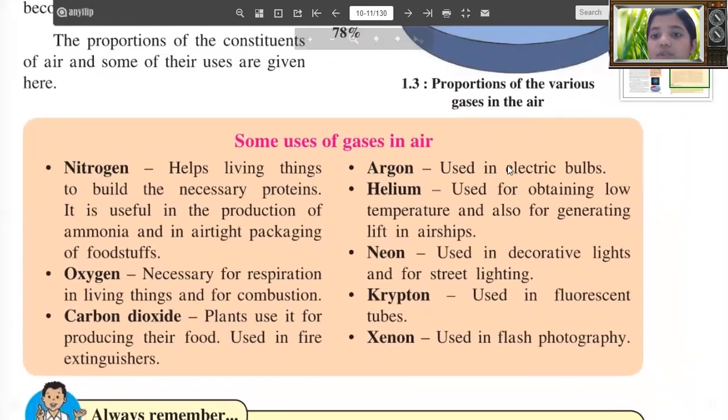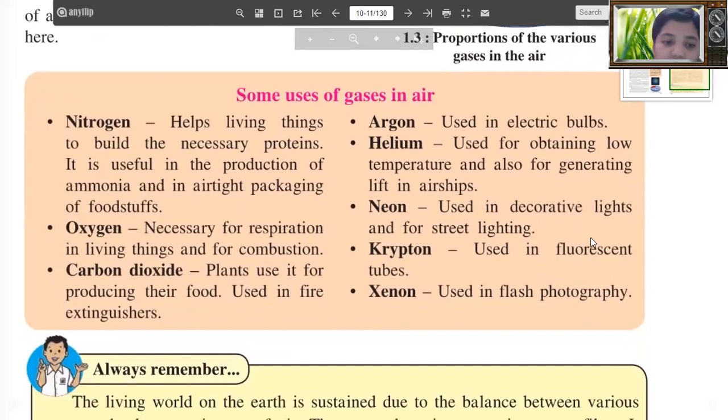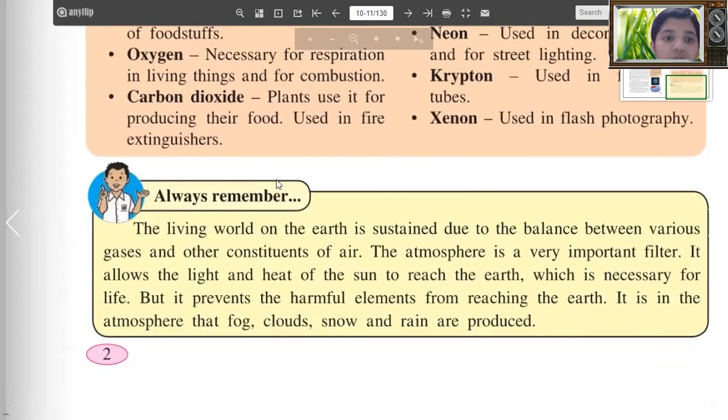Argon is used in electric bulbs. Helium is used for obtaining low temperature and also for generating lift in airships. Neon is used in decorative lights and for street lights. Krypton is used in fluorescent tubes. Xenon is used in flash photography.